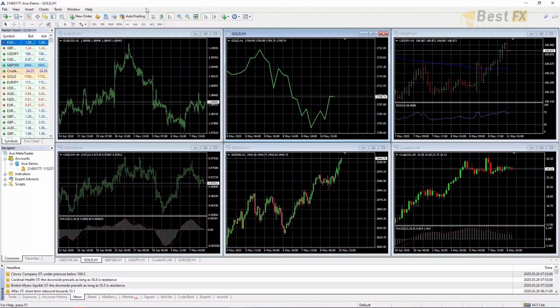The navigation pane is used to switch between accounts if we have more than one. Besides, this field is also used to add technical analysis tools and experts to the price chart. A novice trader will not need to use this pane for now.